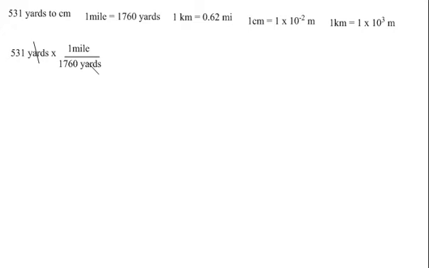If we then multiply that by our second conversion factor to convert miles to kilometers, 1 kilometer over 0.62 miles, miles cancel this time, and we're left with kilometers. We can then convert our kilometers to meters. 1 times 10 to the third meters per 1 kilometer, and our kilometers we can cross out, leaving us with meters.